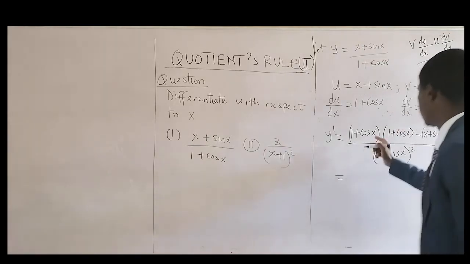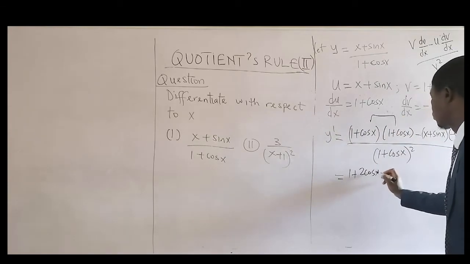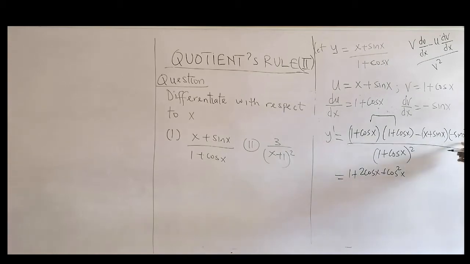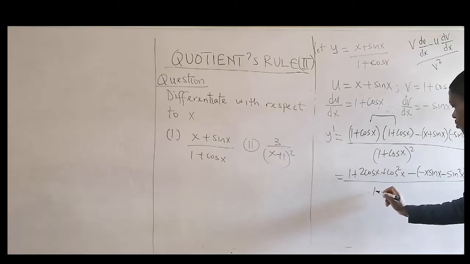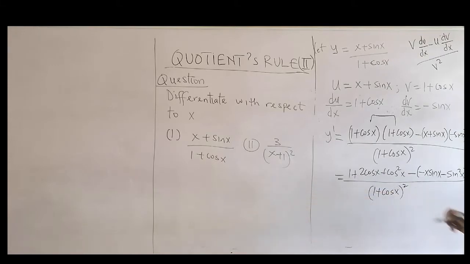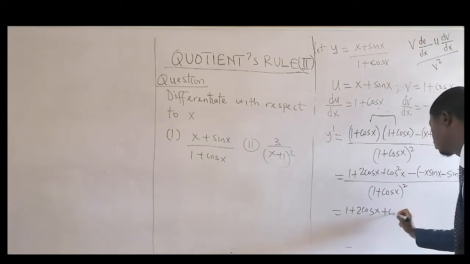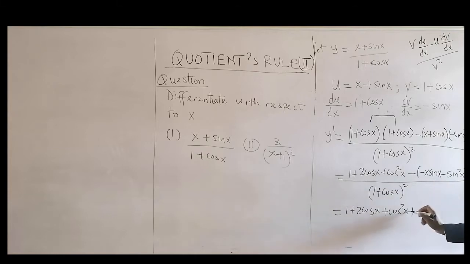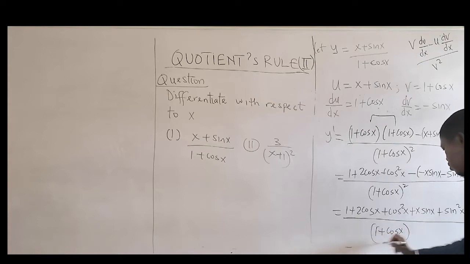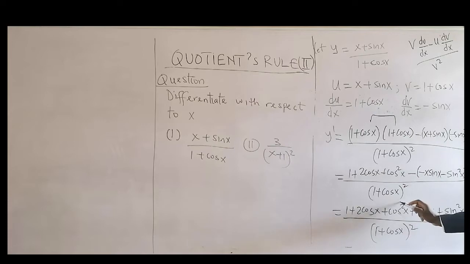So that will be equal to, if you expand this, 1 plus 2 cos x plus cos squared x. Then let's expand this one, minus, and we need to be careful here. This one times this one is minus x sine x, and this one times this one is minus sine squared x, all over 1 plus cos x squared. That will be equal to 1 plus 2 cos x plus cos squared x, minus times this, that's a plus x sine x, and minus times this, plus sine squared x, all over 1 plus cos x squared. So this one and this one plus this one will give me 1.